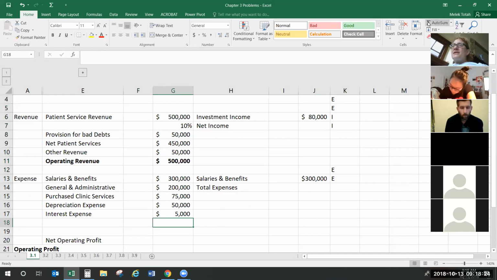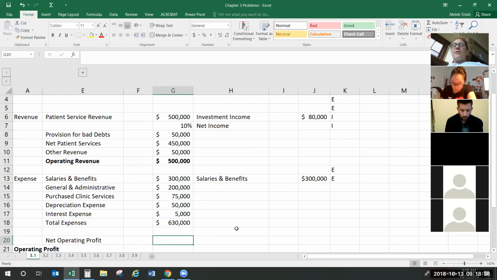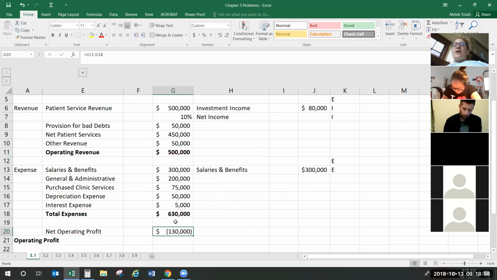It's pretty self-explanatory, right? So you're just going to add it up. So there's your total expense, 630 in this example. And then how would we calculate the net operating profit? You have the operating revenue minus the total of expenses. Yep, right. Take your revenue minus your expenses, okay? Your net operating, well, in this case, it's a loss. In this example I did, it's a loss, but that's kind of how it works.